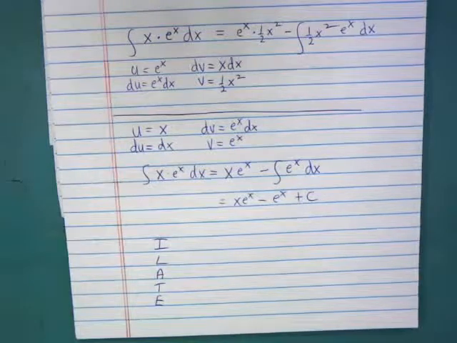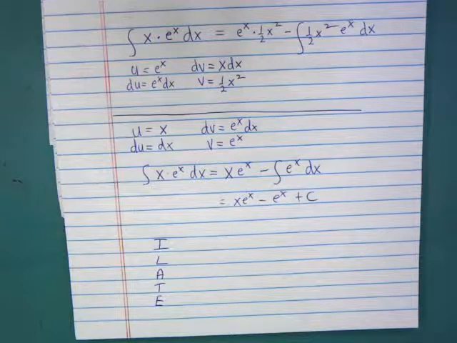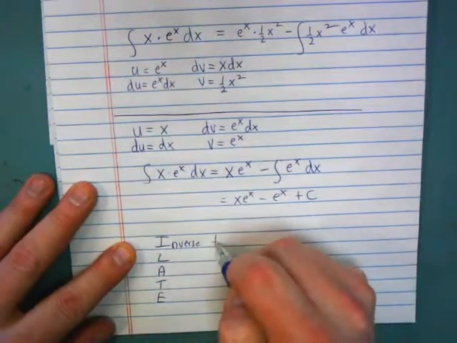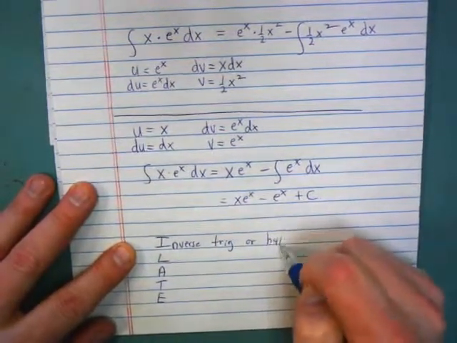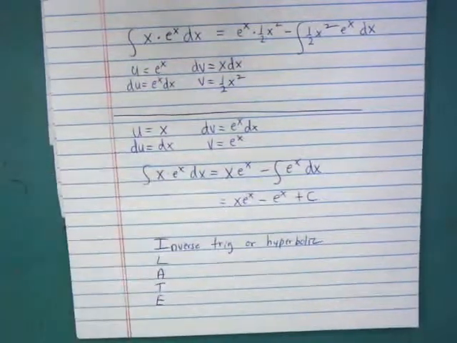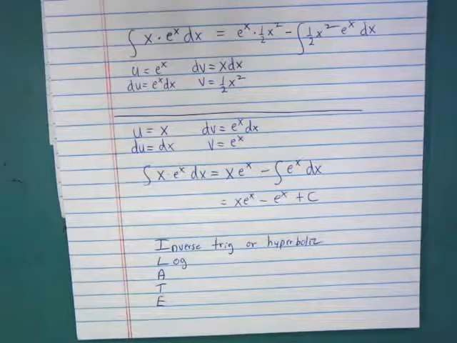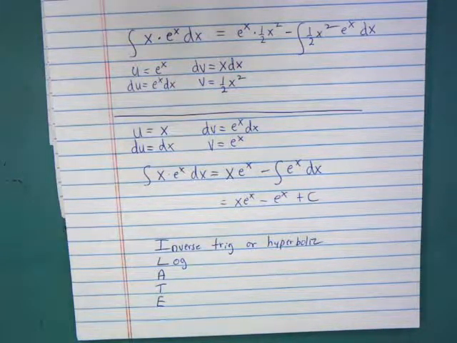is ILATE. But you're not late for your math class. I stands for? No, it's a type of function. Inverse. So, if you see your integral, and your integral has an inverse trig or an inverse hyperbolic, that is your u, every time. L stands for? Log. So if there's no inverse trig function, the next thing to look for is a log. That should be your u.